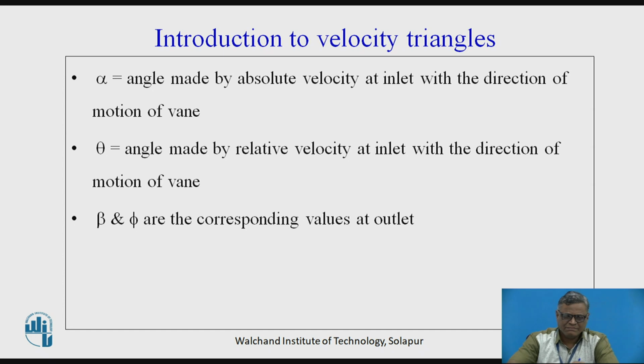The other parameters are alpha and theta. These are the angles made by the absolute and relative velocities with the direction of the motion of the vanes or the blades. Then we have beta and phi, the corresponding values, but at the outlet.